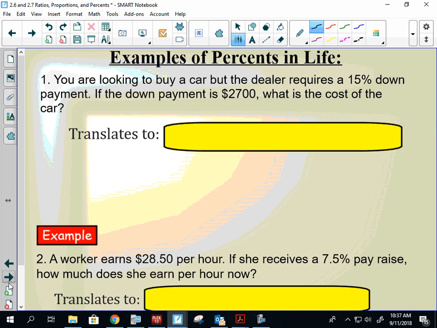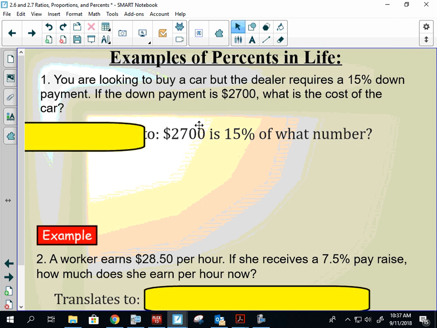Last part is just some practice translating. So we talked about some applications in real life. You should be able to translate them so you could solve. So here's the first situation. You're looking to buy a car. Whenever you go to buy a car, the dealer requires that you put a certain percent down. Let's say you need to put 15% down. If that 15% is $2,700, what's the total cost of the car?